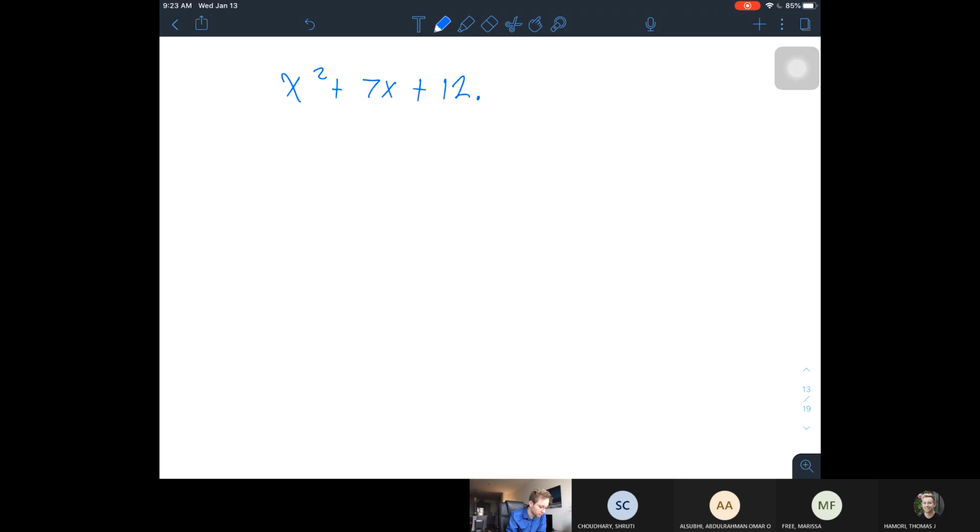So we can use one of two methods. This one, we know we've got a coefficient of 1, so we can probably figure it out without too much difficulty just by kind of going at it. But we can also use the grouping method. Do you have a preferred method?